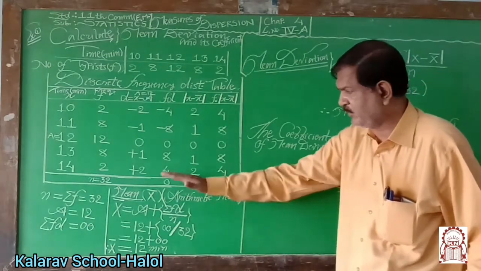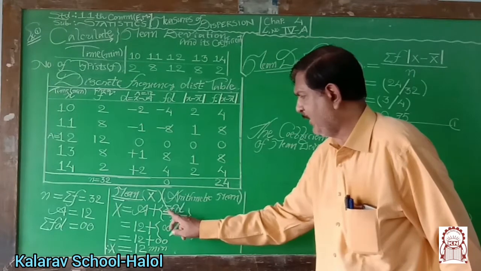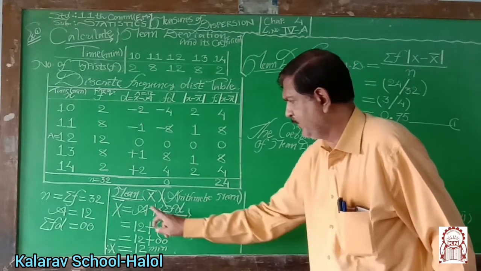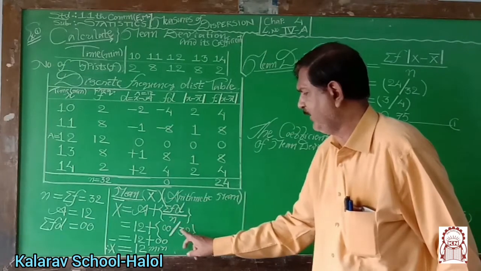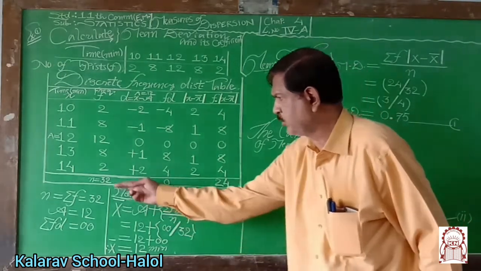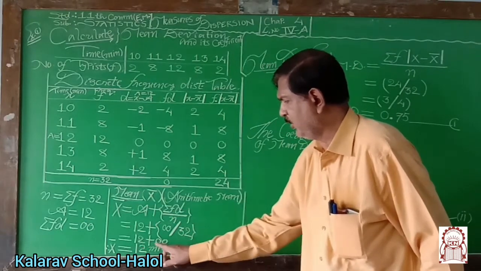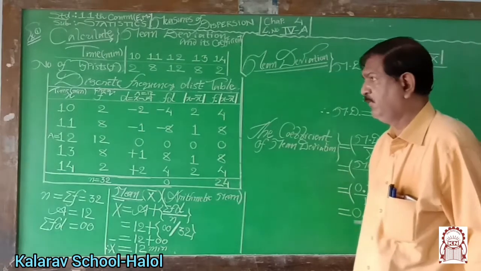Arithmetic mean, X bar, is given by A plus sigma F into D upon N. A means 12. Total of FD is 0. 0 divided by any number is 0. N means total frequency, it is 32. 12 plus 0, 12 minutes. X bar is 12 minutes.